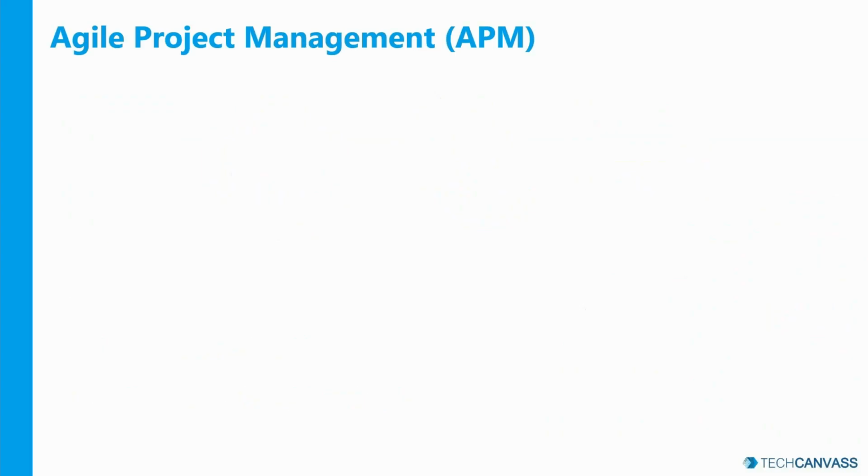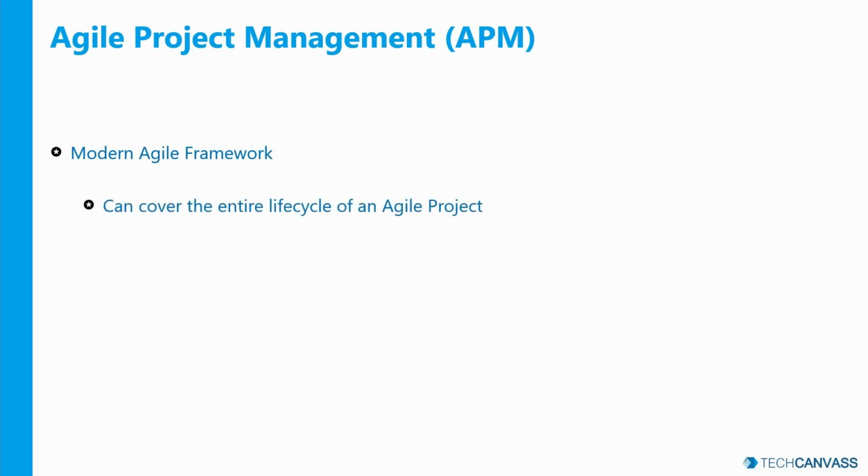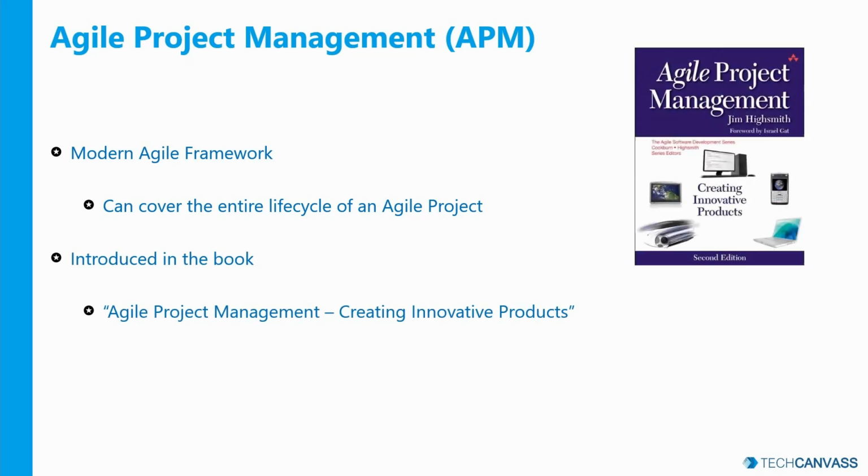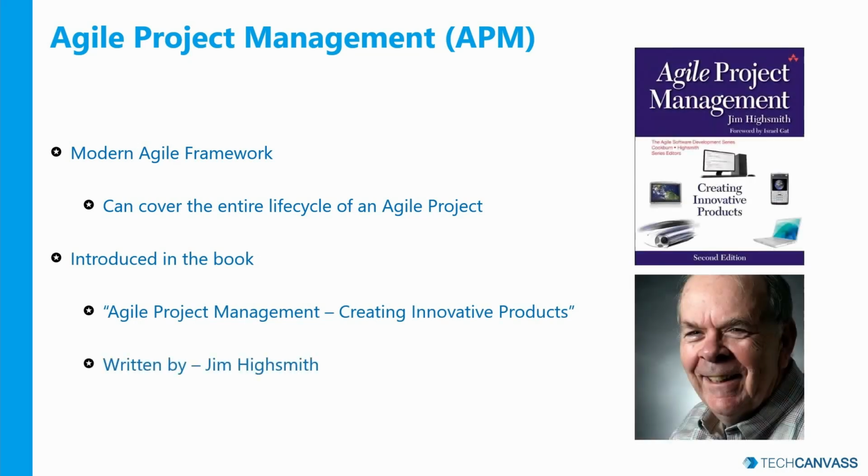So, what is Agile Project Management Framework? It is a modern agile framework. It can cover the entire life cycle of an agile project. It was first introduced in the book Agile Project Management: Creating Innovative Products, written by Jim Highsmith, who also is one of the signatories of Agile Manifesto.